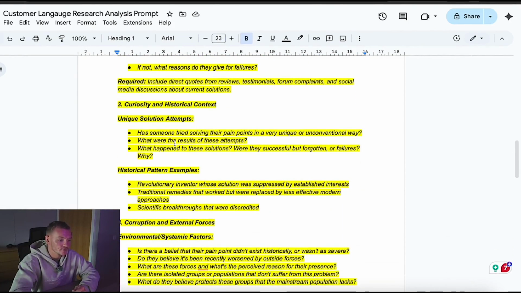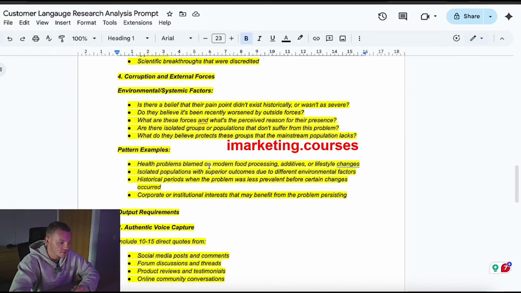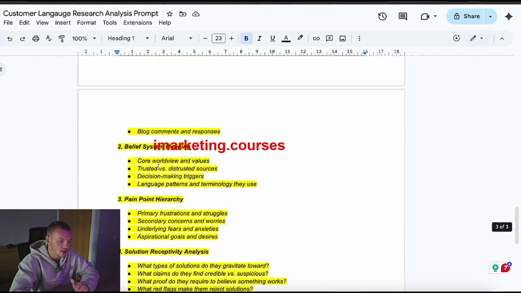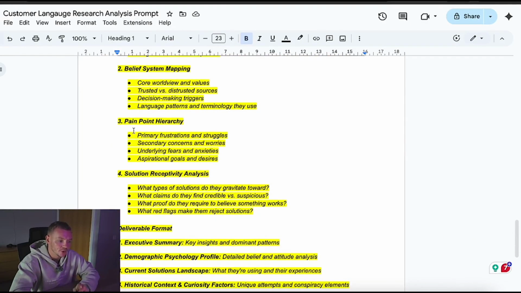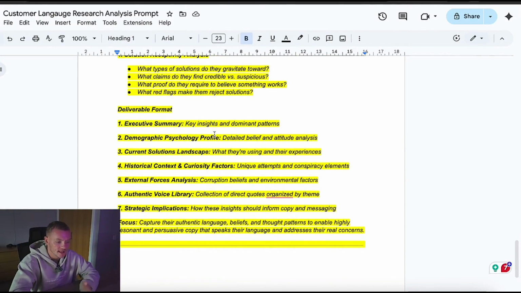We also want to find out, has someone tried solving their pain points in a very unique or unconventional way? What were the results? And we've got a ton of stuff here. Is there a belief that their pain point didn't exist historically or wasn't as severe? And this is what we're going to pull out. We're going to pull 10 to 15 direct quotes, a belief system mapping, pain point hierarchy, and solution receptivity analysis, which is like what types of solutions do they naturally gravitate towards, what claims do they find credible versus suspicious, and what proof do they require to believe something actually works.